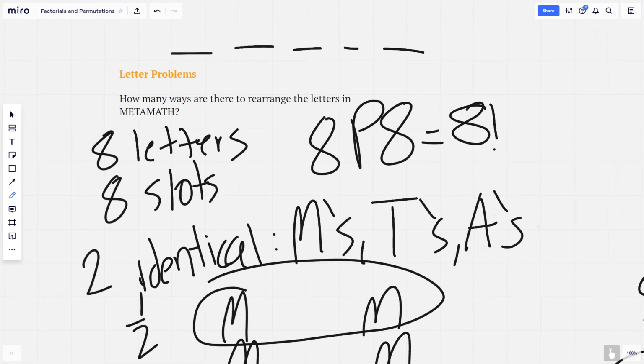So that's how many ways there are to rearrange the letters in META MATH when we account for the fact that there's certain restrictions. The M's, the T's, and the A's are repeated, and this is a very common type of permutation with restriction and repetition.